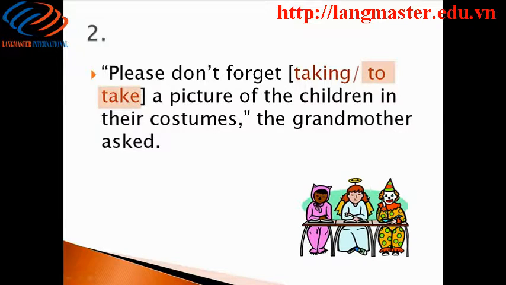Answer: to take. Please don't forget to take a picture. In other words, she's asking, please remember to do this. Don't forget to take a picture.